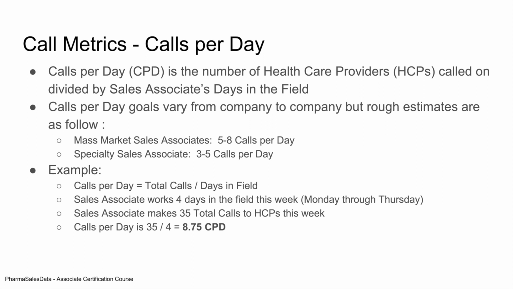Call metrics. Calls per day is the number of healthcare providers called on divided by the sales associate's days in the field. Mass market reps, again, we think around 5 to 8 calls per day is normally what they go for. Specialty is 3 to 5 calls per day. Calls per day equals total calls divided by days in the field. So if an associate works 4 days and they make 35 calls, their calls per day is 8.75.